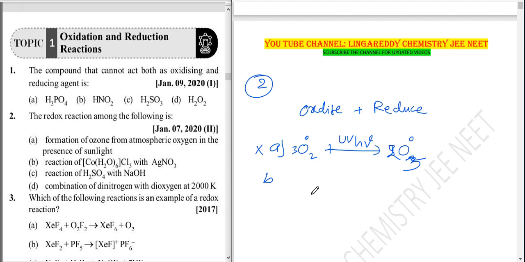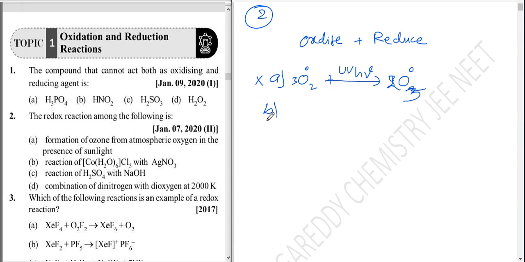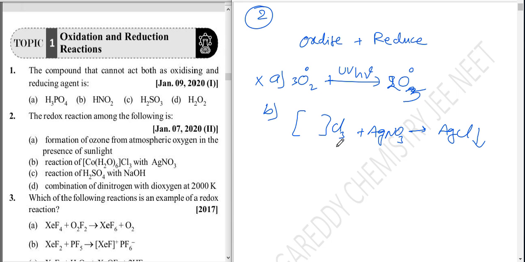B option. Here one complex is there, outside Cl3 is there, it reacts with AgNO3, it will give AgCl precipitate. So Cl is minus, Ag is plus, there is no change in the oxidation state, so it is not a redox reaction. There is no change in the oxidation number, here +1, here also +1 in the product. Chlorine is -1 here, here also -1.